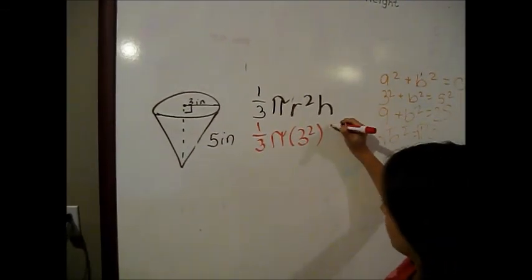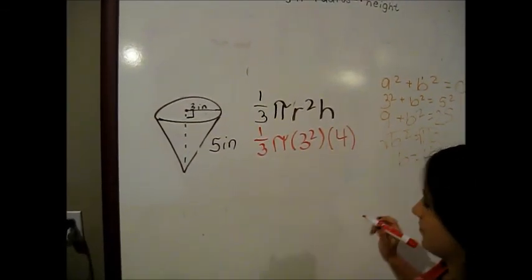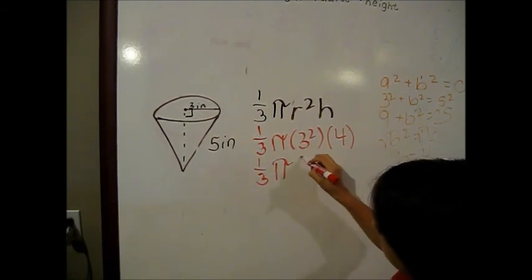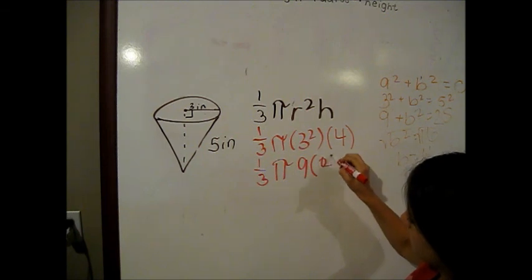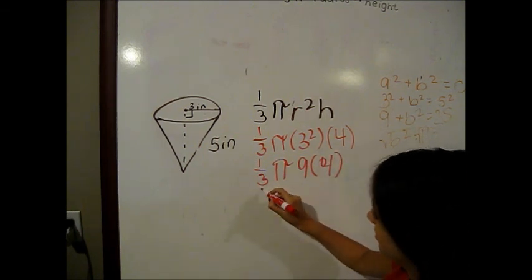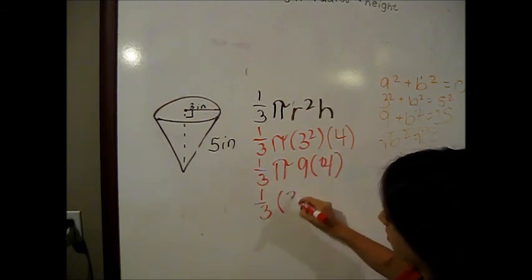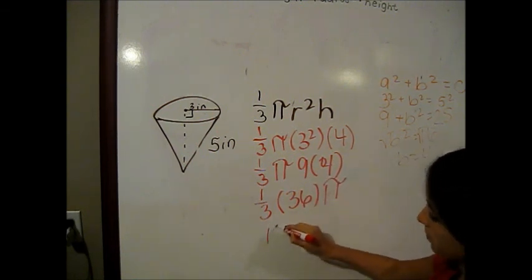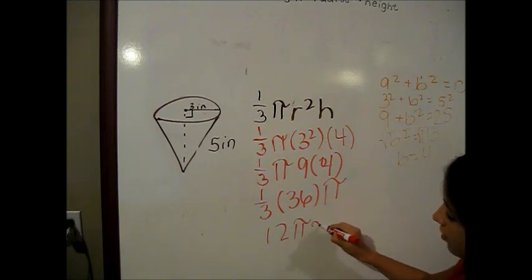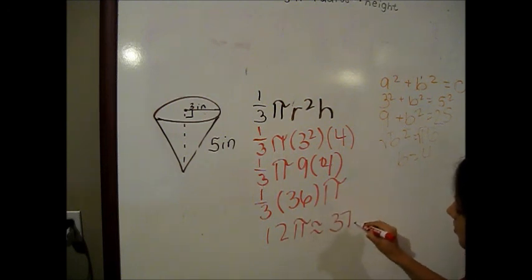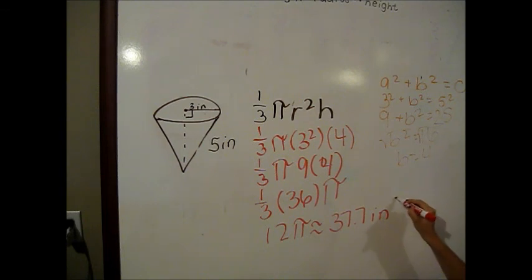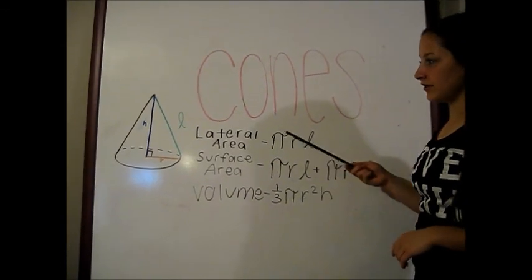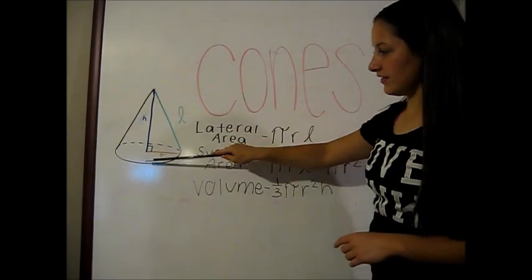So now we can add 4 to this equation. So now we just solve it. And the answer is 12 pi, or 37.7 inches cubed.